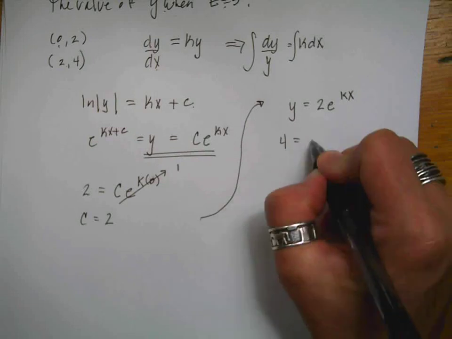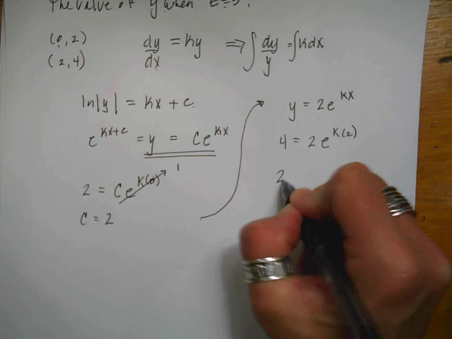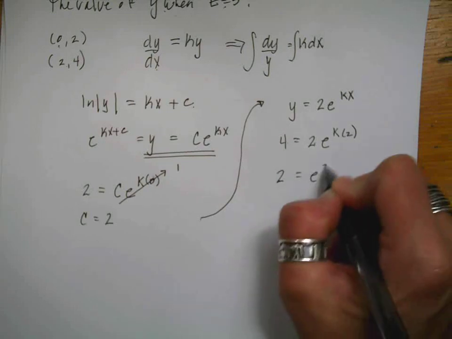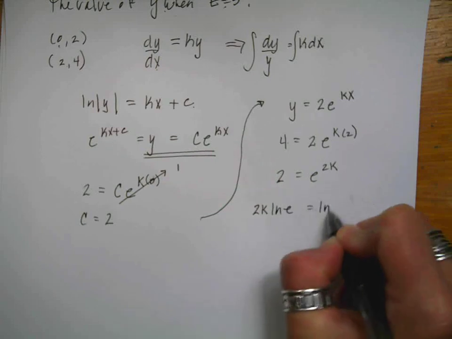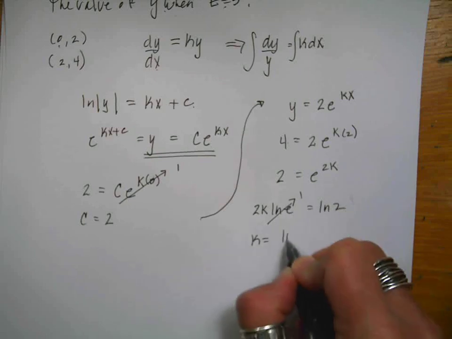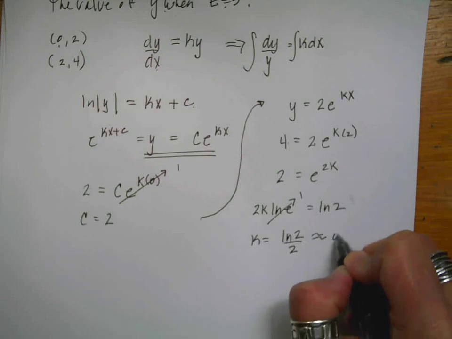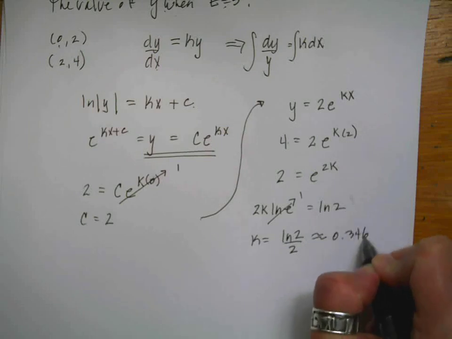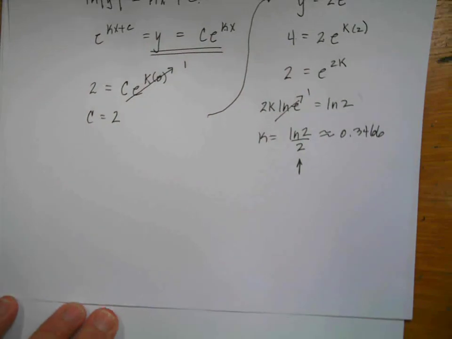Now I need to solve for k, so I'm going to use the second point. 4 is equal to 2e to the k, x is 2. So 4 divided by 2 is 2, is e to the 2k. So 2k natural log e is the natural log of 2. The natural log of e is 1. K is going to equal the natural log of 2 divided by 2. And this is going to be approximately 0.3466. If you wanted to be more precise, you could leave k as the natural log of 2 over 2.